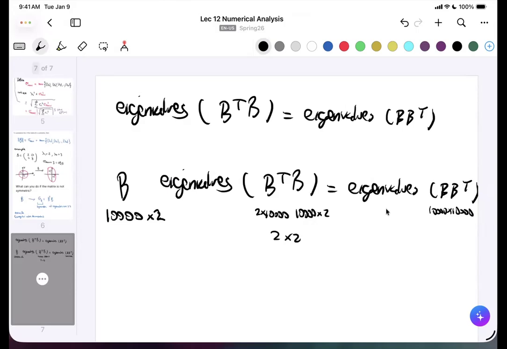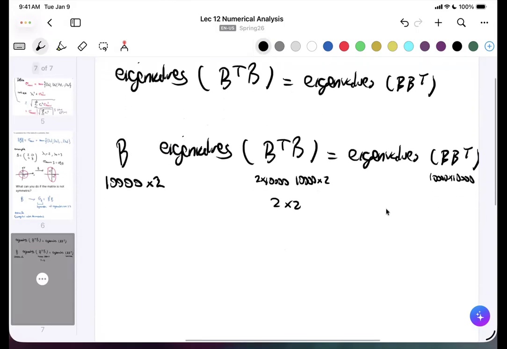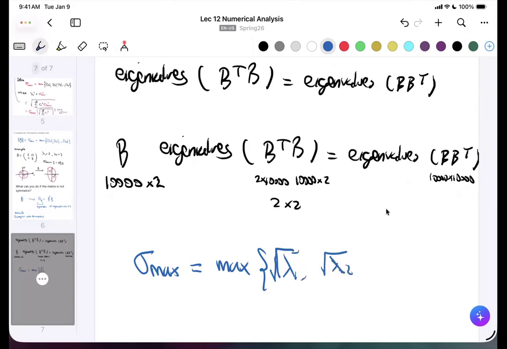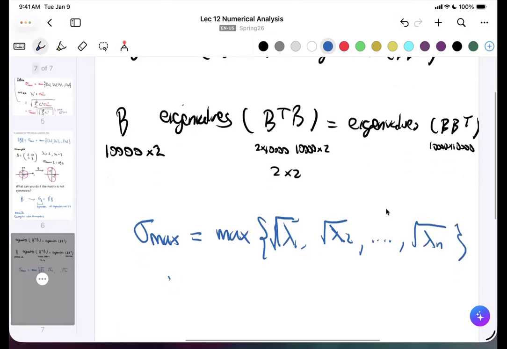But the point of what I'm headed with this is that in the non-symmetric case, you define sigma max as the maximum of the square root of lambda 1, square root of lambda 2, up to square root of lambda n, where lambda 1, lambda 2, through lambda n are the eigenvalues of B transpose B.